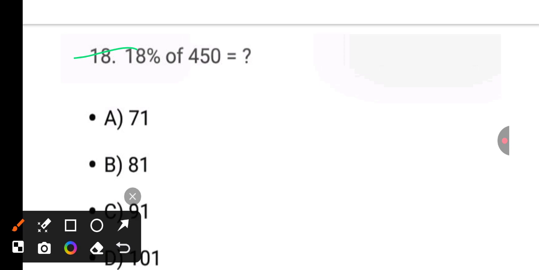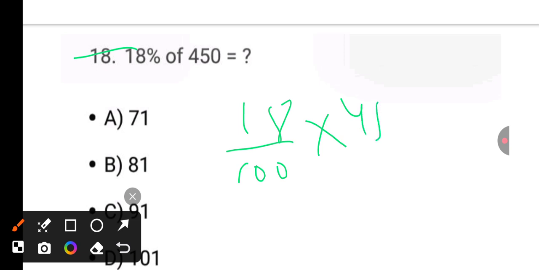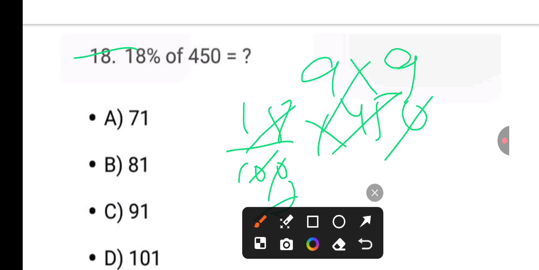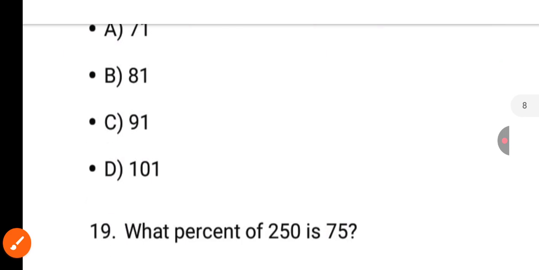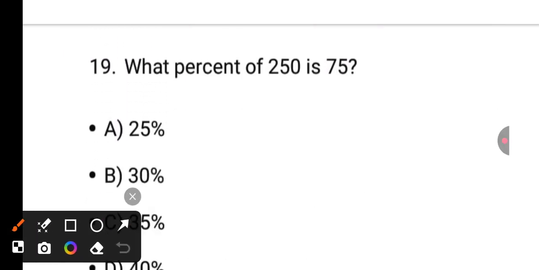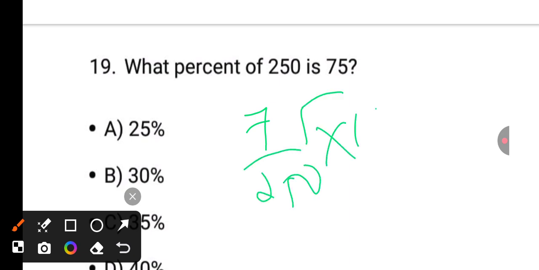Next, 18% of 450. 18 by 100 into 450. It is again 81. 81 is the answer. Next, what percent of 250 is 75? 75 by 250 into 100. This is the answer.